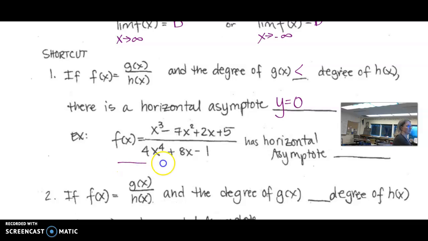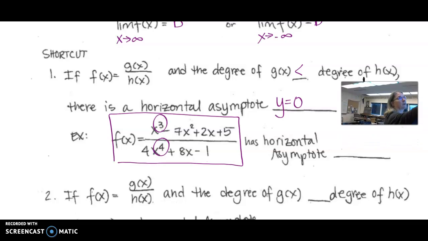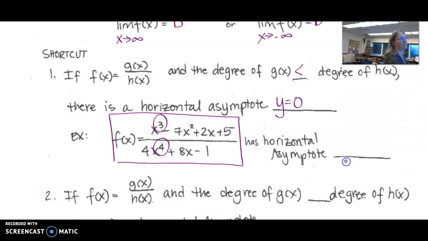So if we look at this function here, the degree of the top is 3, the degree of the denominator is 4, so the degree of the numerator is smaller than the degree of the denominator, so therefore we know that y equals 0 will be a horizontal asymptote for this graph. So let's look at that.